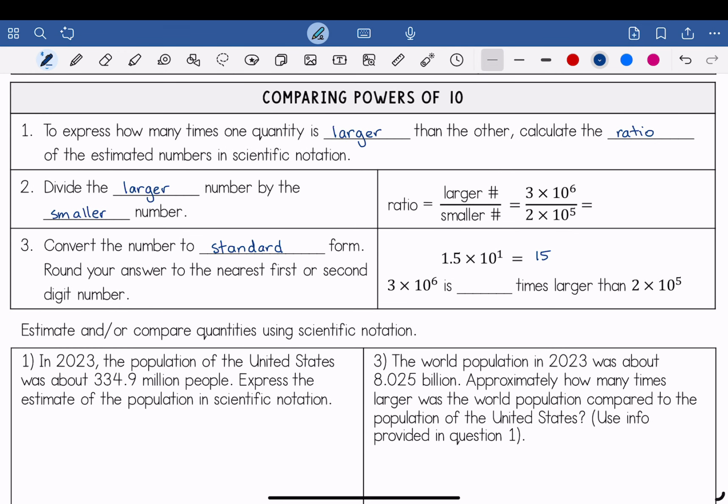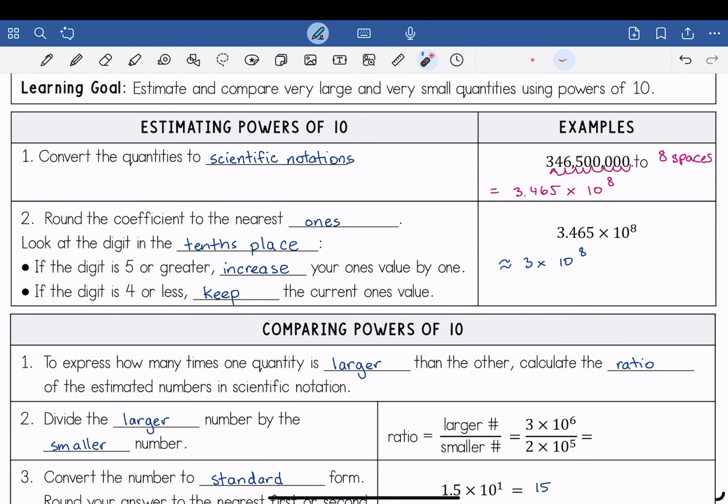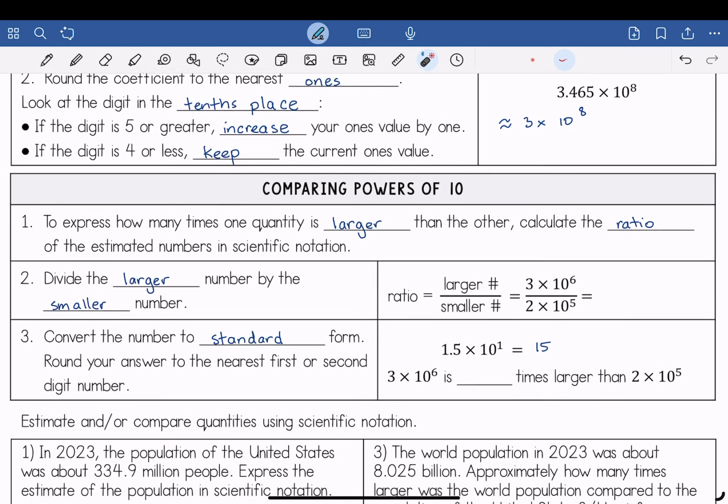Comparing powers of 10. Step 1, to express how many times one quantity is larger than the other, calculate the ratio of the estimated numbers in scientific notation. So your first step will always be to figure out the estimate of a quantity that is given, which is what we did here. Or it might be given to us in scientific notation, but we would then find the approximate value by approximating the coefficient to the ones value.